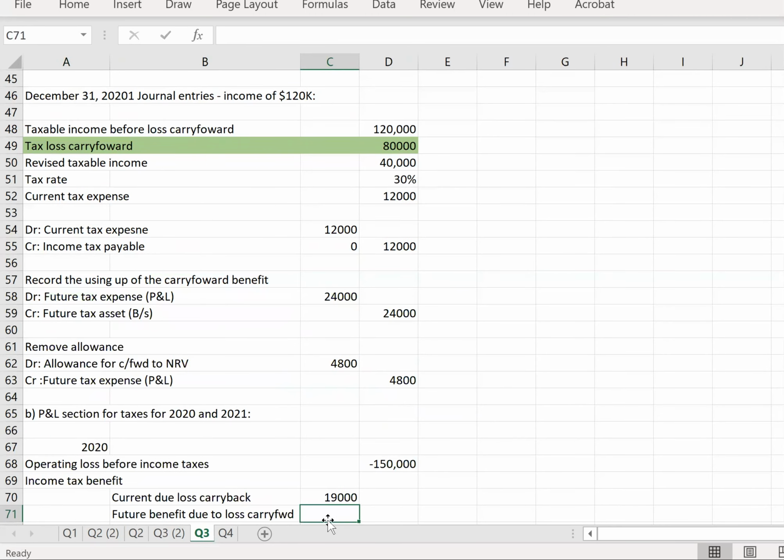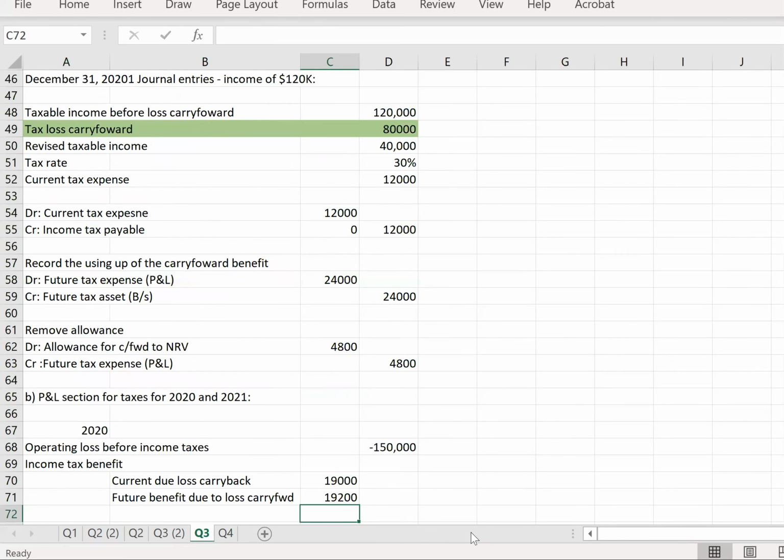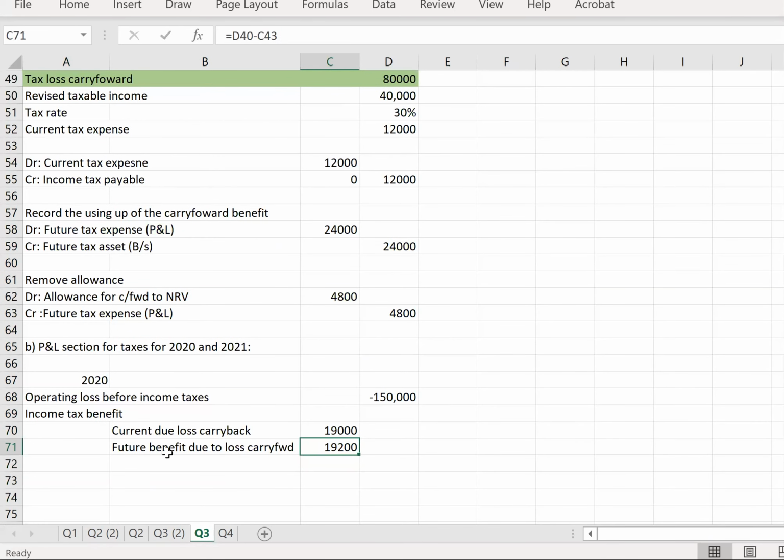So we had 19,000. And then what was our future benefit due to the loss carry forward? Our loss carry forward was worth 24,000, right? But on our income statement, we're going to show it net of the allowance. So we also have this allowance here. We have a credit on our income statement. It's a benefit, so it's a reduction of our loss, but we have to reduce it by the allowance. So it's shown net on the balance sheet.